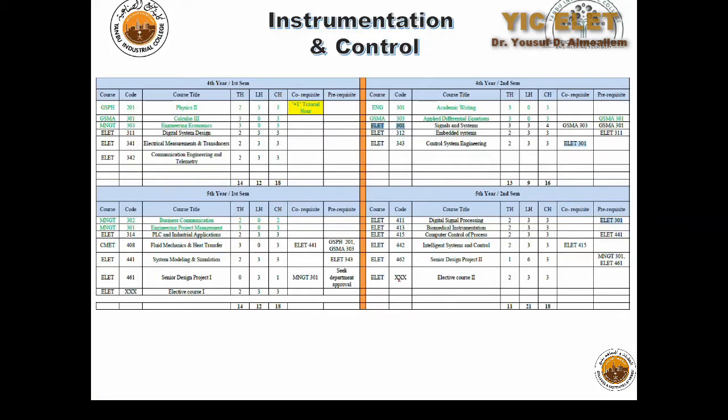Starting with the YIC ELET programs, if you look at the instrumentation and control plan, you find the course lying in the fourth year, second semester. And it is a prerequisite or a co-requisite for some courses. One of them will be control, and it will also be a prerequisite for another course, which is digital signal processing. So control as well as digital signal processing. So we're talking about control and communication. And this will also be responsible for fluid mechanics and heat transfer. So understanding this course will help you to understand all the following courses.